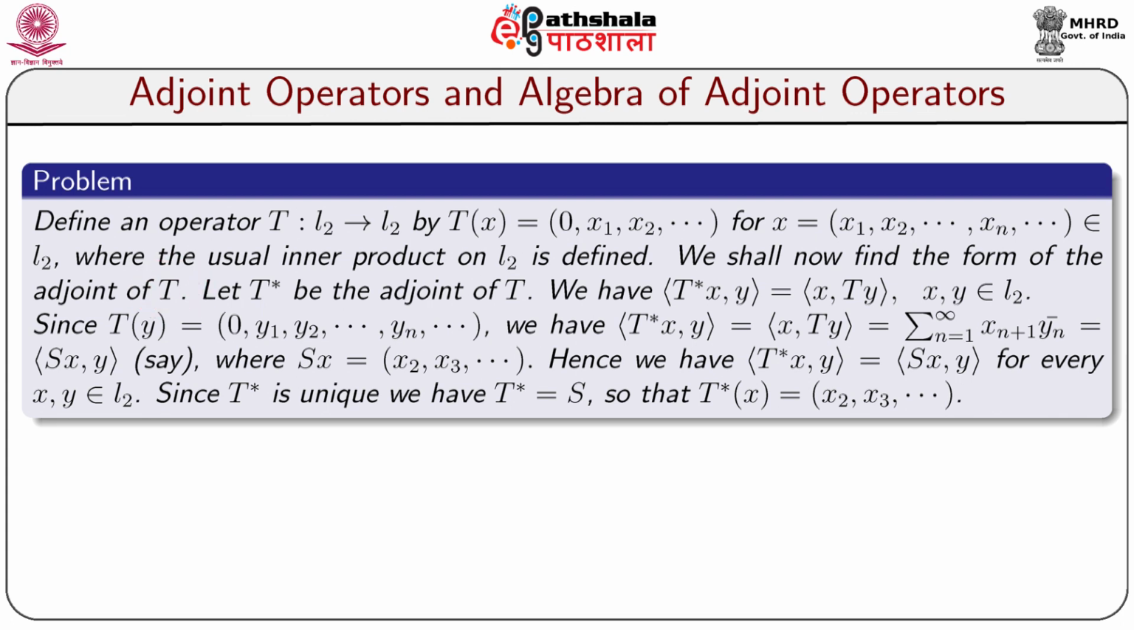Let T star be the adjoint of capital T. We have inner product T star x, y equal to inner product x, Ty for x, y belongs to L2, since Ty equal to the sequence 0, y1, y2, ..., yn, ... for y equal to the sequence y1, y2, ..., yn, ... belongs to L2.